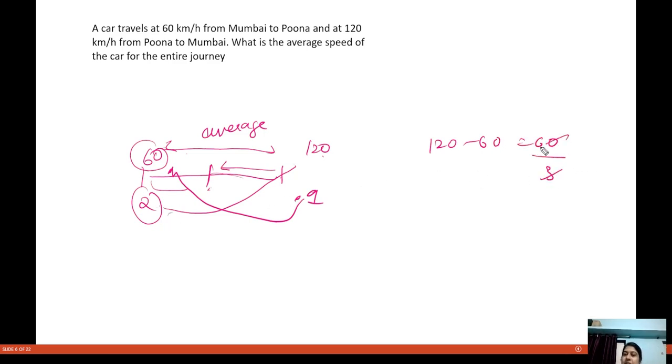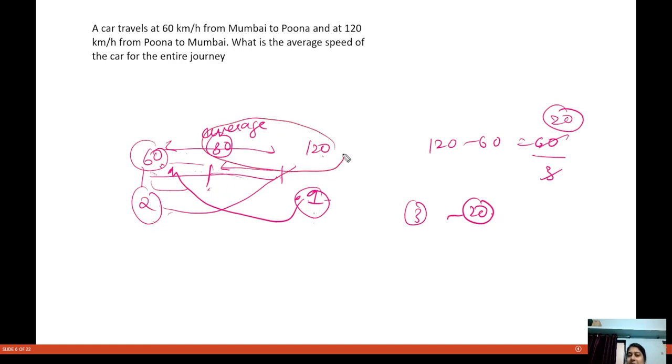How many parts are there? We have three parts of 20 each. But the average here will be how much? 80. Why? Because this 60 is trying to pull its average toward itself, by one part. And this 2 corresponds to this, so it is trying to pull the average toward itself, but it is two parts short. I hope you understand.